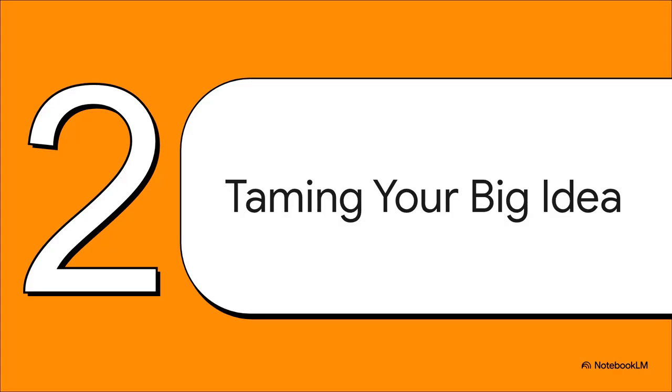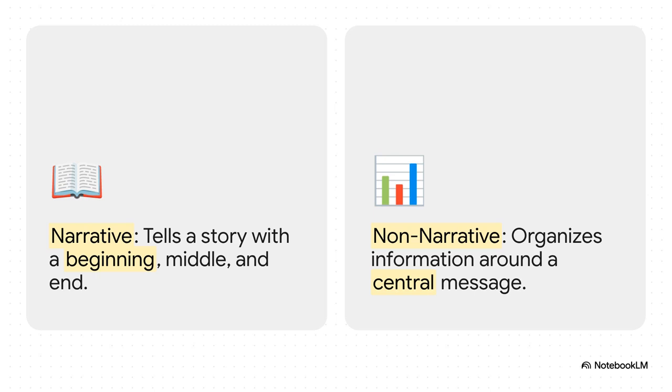And that leads us right to the starting line. Before you think about shots or editing or anything, you have to get a handle on your core idea. You gotta know exactly what it is you're trying to say. And the book makes this first decision really simple. You just have to ask yourself one question. Am I telling a story with a beginning, middle, and end? If the answer is yes, that's a narrative video. Or am I just trying to organize information around a key message, like in a tutorial or a promo? That's non-narrative. Simple as that.